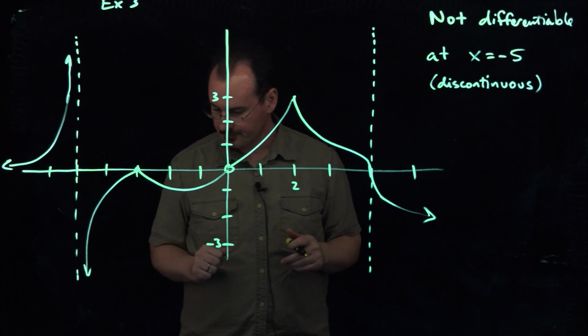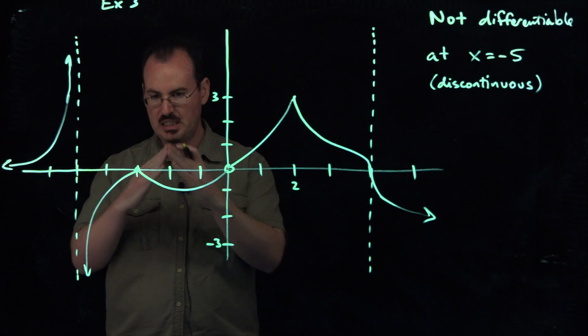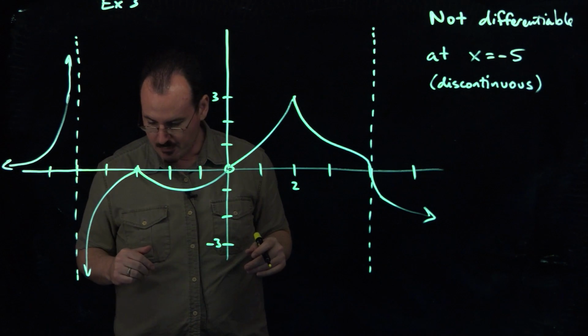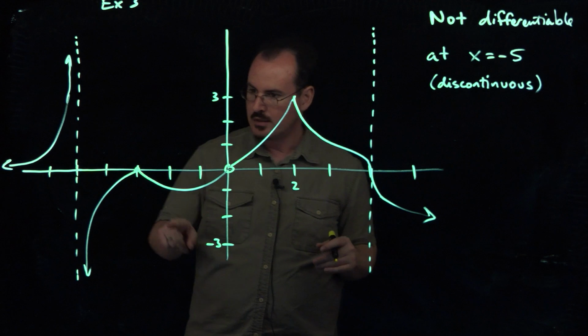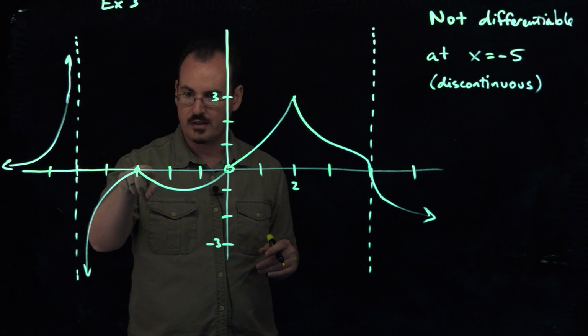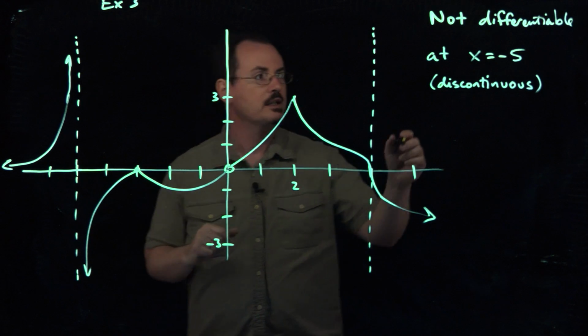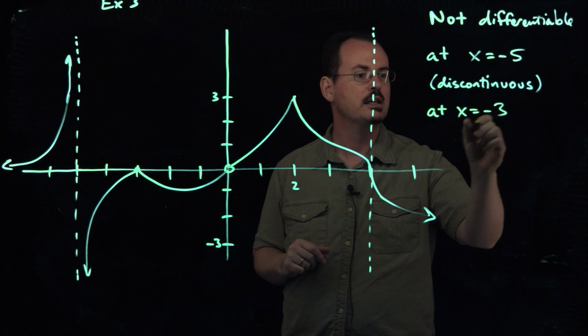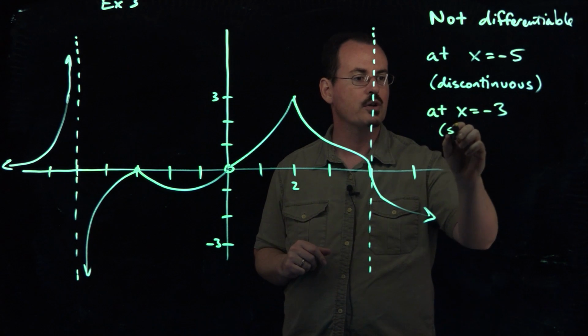Sharp corner. Okay, so that means if you see like a peak or any sort of sharp corner on the graph, then it would not be differentiable at that place as well. So if you notice right there, that is actually a sharp corner on the graph, and that occurs at -3. So at x equals -3. And again, the reason for that, sharp corner.